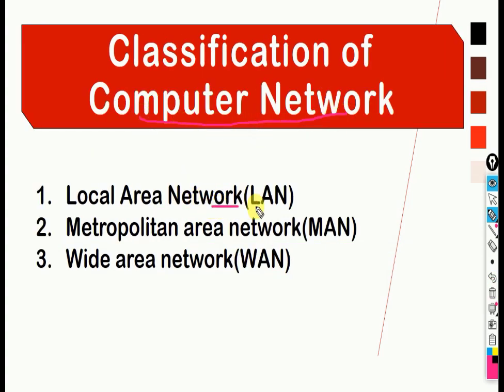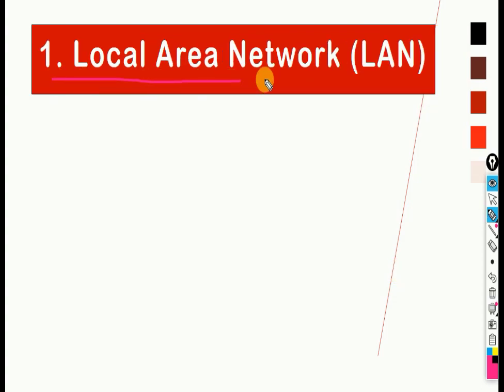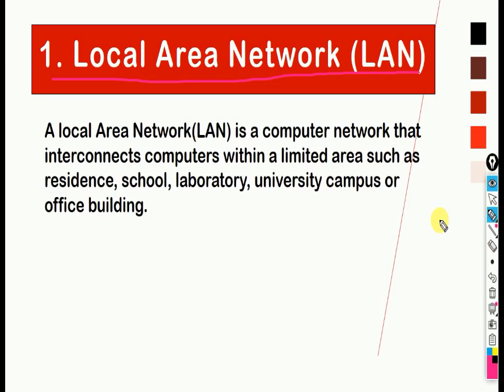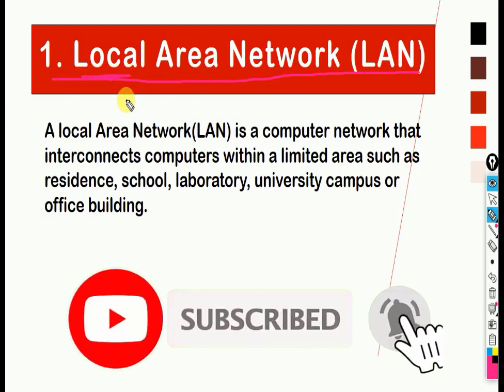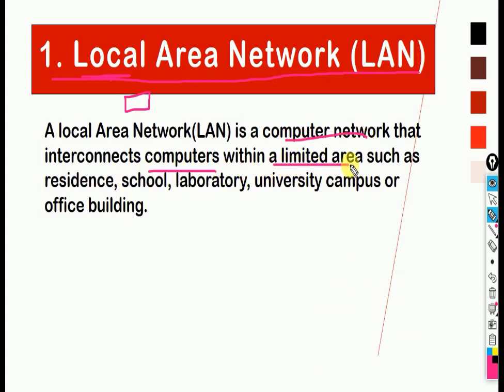We will see the classification of computer networks. Computer networks are classified into local area network or simply LAN, metropolitan area network or simply MAN, wide area network or simply WAN. We will see local area network first. As the name implies, local means it is restricted to a limited area. That is, a small network is said to be a local area network. A local area network is a computer network that interconnects computers within a limited area. Let's say a small network that is there in a residence or a school, lab, university, campus or office is said to be a local area network.